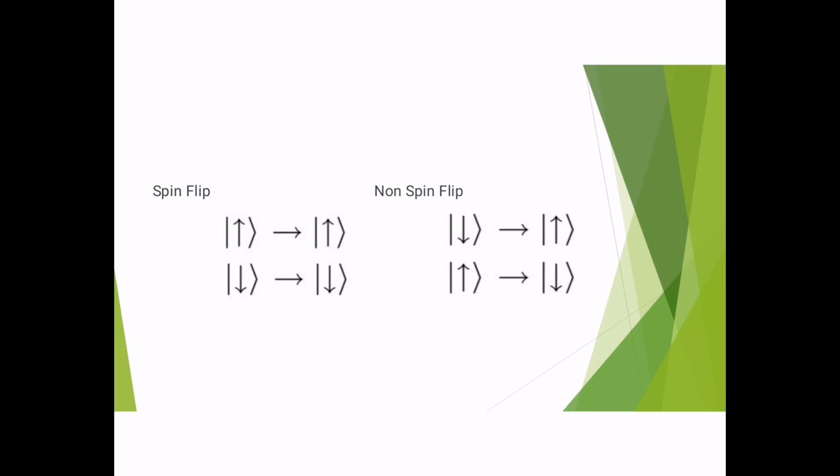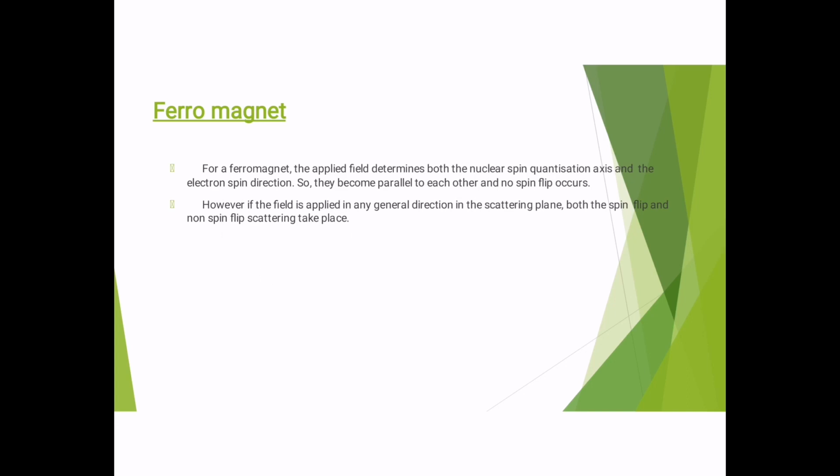Here is the diagrammatic view of the spin flip. So spin flip, that is downward in direction and upward in direction, are shown here. Spin flip is shown on the left side, while non-spin flip is shown on the right side of the slide. In the next slide we will discuss the ferromagnetic nature.